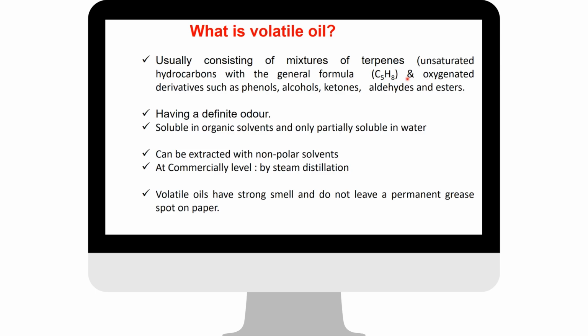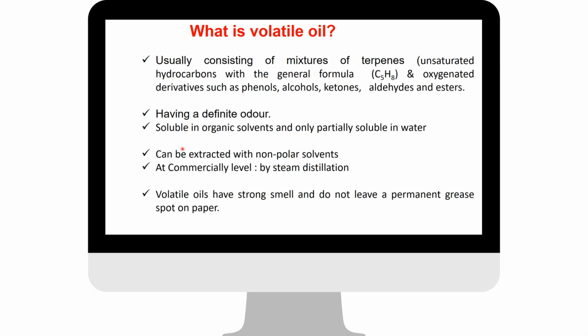Because there are a number of different categories of terpenes: monoterpene, sesquiterpene, diterpene, triterpene, like this. So it usually consists of a mixture of terpenes and oxygenated derivatives like terpenoids such as phenols, alcohols, ketones, aldehydes, and esters, right? It also has a unique feature, that is, it has a definite odor. All drugs of this category have a definite odor, and it is soluble in organic solvents. You know that there are different organic solvents available. These are soluble in organic solvents and partially soluble in water, right?